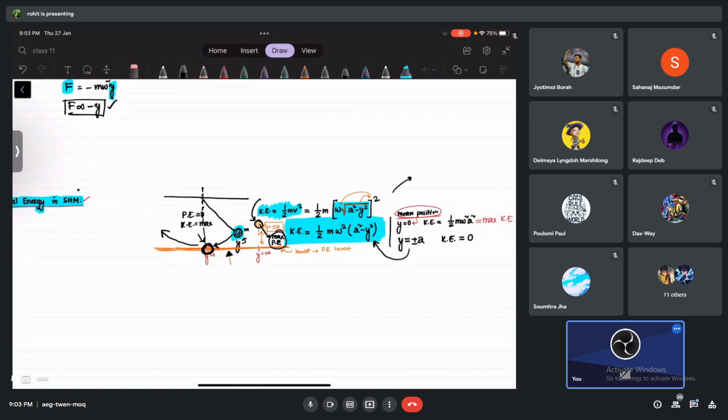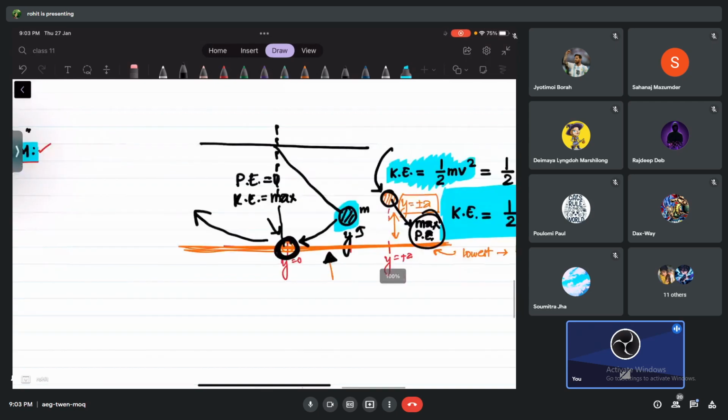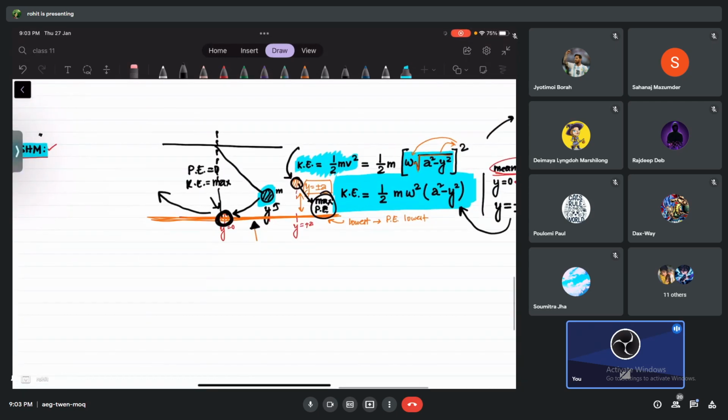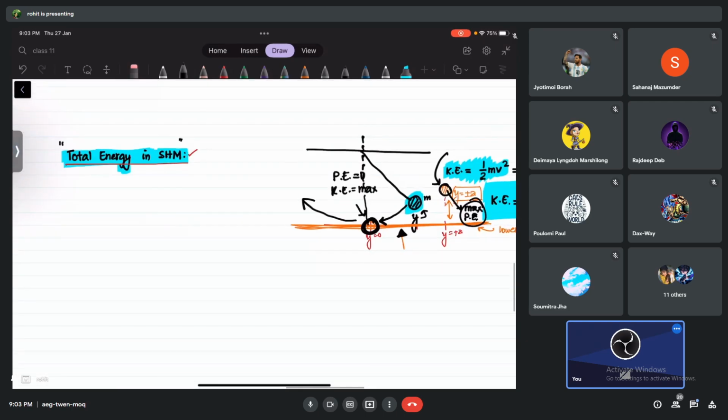Now check. I want to calculate potential energy at any position. Check how it is going to work out. There are 2 ways to show you. I will show you one way first. So how to do that?